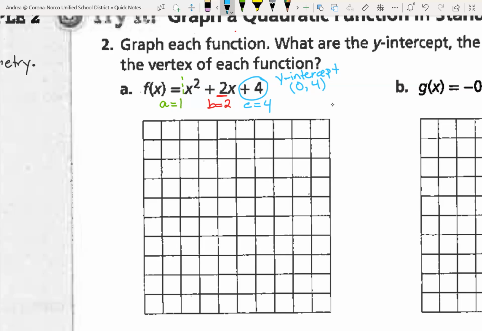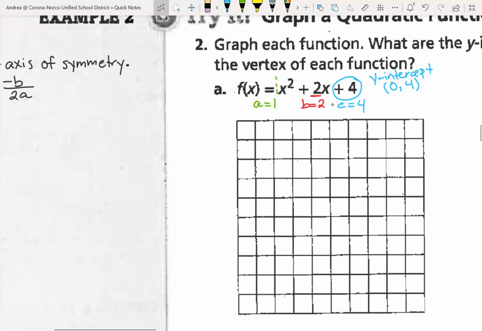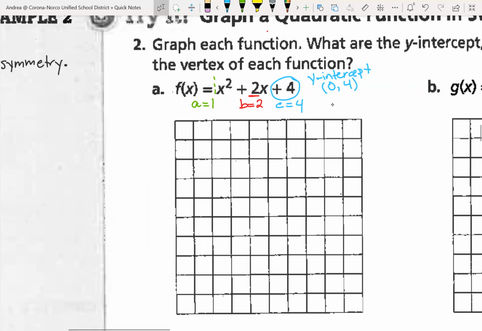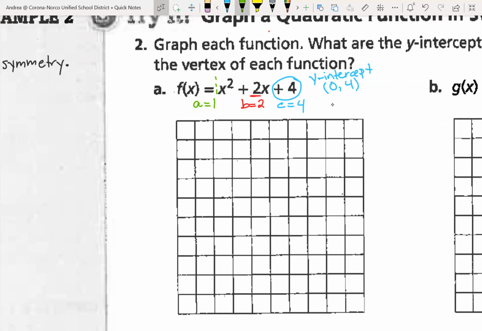So now to find the axis of symmetry, we're going to plug it in. Okay, I'm going to do it right here on the side. So x equals negative b over 2a. When I plug it in, I get a negative 2. It changes the sign because it's a negative b. So the 2 now becomes negative, divided by 2.